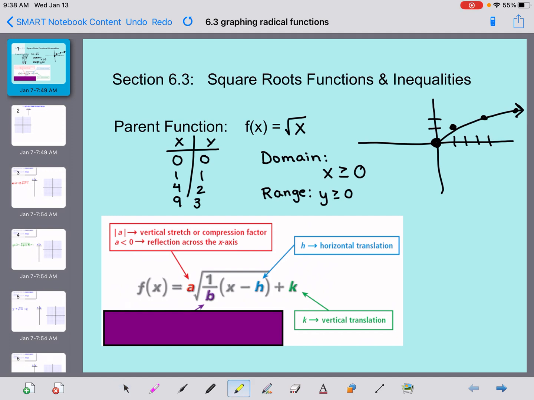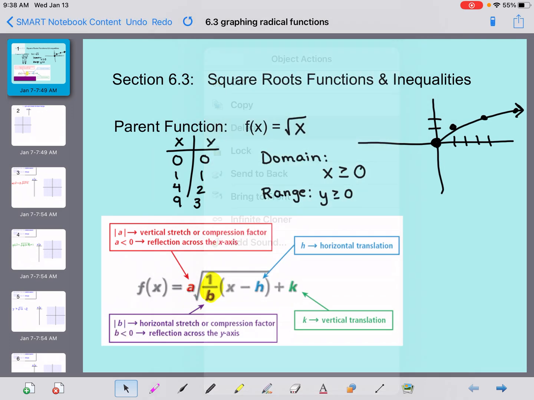And then this 1 over b, we've talked about numbers that are here. It's the multiplication inside. We're not going to dive too much into this, but the b value tells us about the horizontal stretch or compression. And remember, the way we taught it in a different section was we take that number that you see in that position and we do the reciprocal of it. So, for example, you might see this.